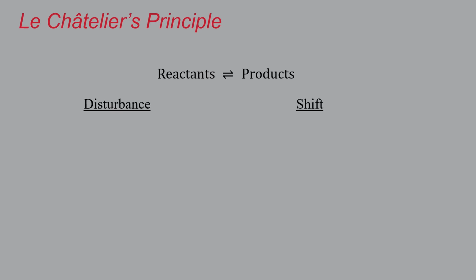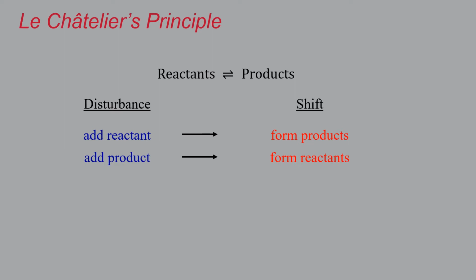So for example, if you add a reactant, the counteraction to that is to convert it into products. So that's forward. And if you add a product to an equilibrium mixture, then you want to get rid of it, which means that you will, by extension, form some of the reactants. You'll be reacting reverse.